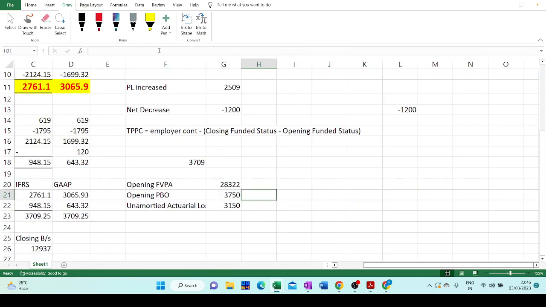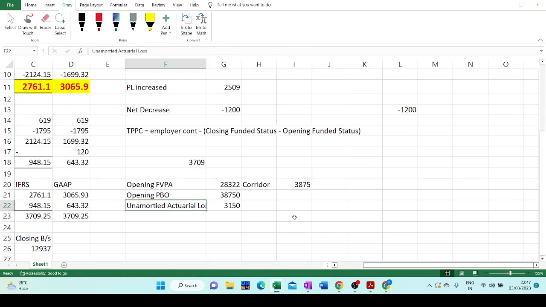So higher of the two numbers is what, guys? PBO. So opening PBO. So my corridor would be 10% of opening PBO because opening PBO is higher than FVPA. So corridor is 10% into 38750. So guys, are my actuarial losses exceeding the corridor? No. So I will say that my actuarial losses are not large enough for us to start amortization. We won't amortize it because my unamortized actuarial losses are less than my corridor.